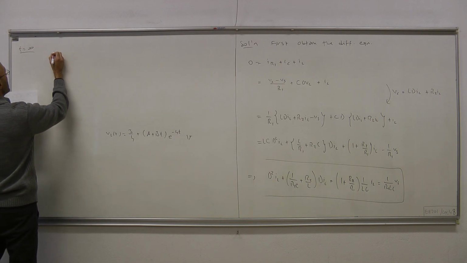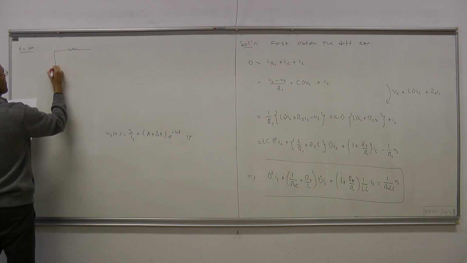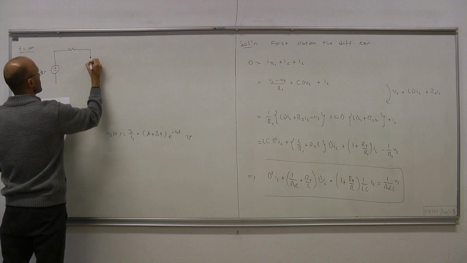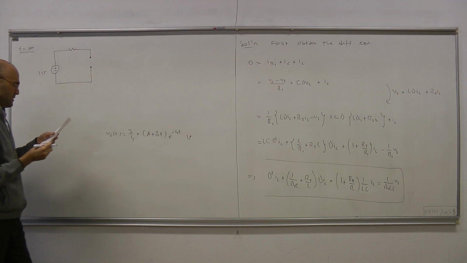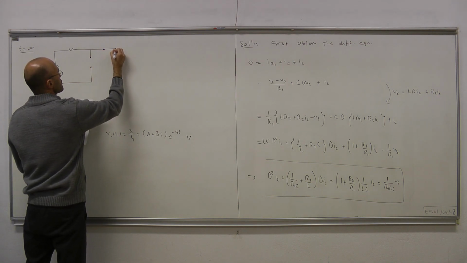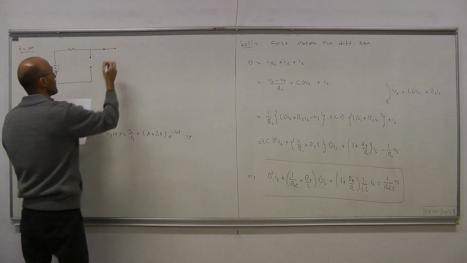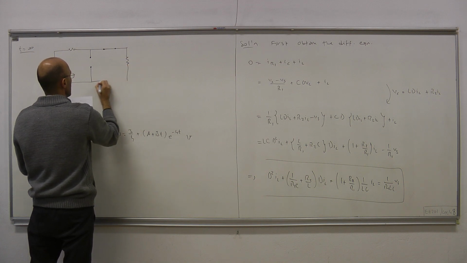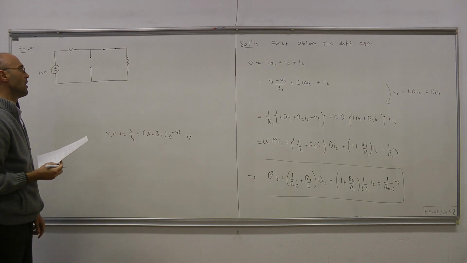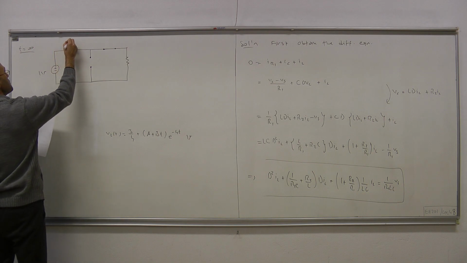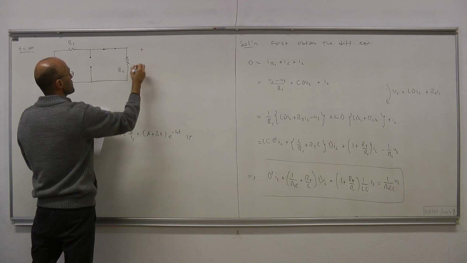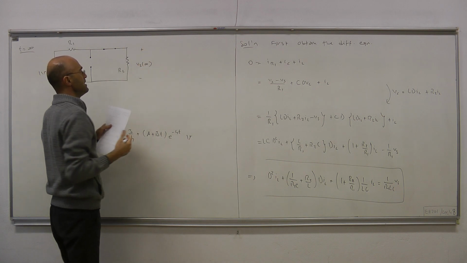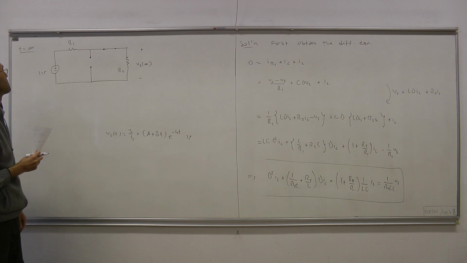At t equals infinity, we have 1 volt. Capacitor becomes open circuit. That's steady state. Inductor becomes short circuit. DC steady state. And here we have the voltage that appears across the terminals of our second resistor. This is R1. This is R2. And plus minus this voltage is V2 at DC steady state.